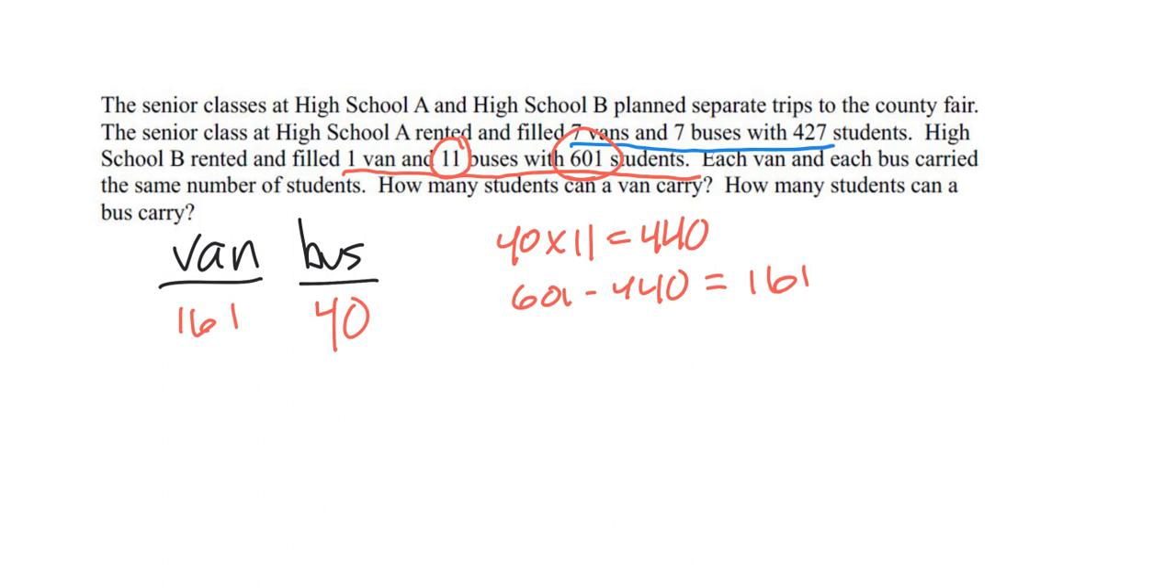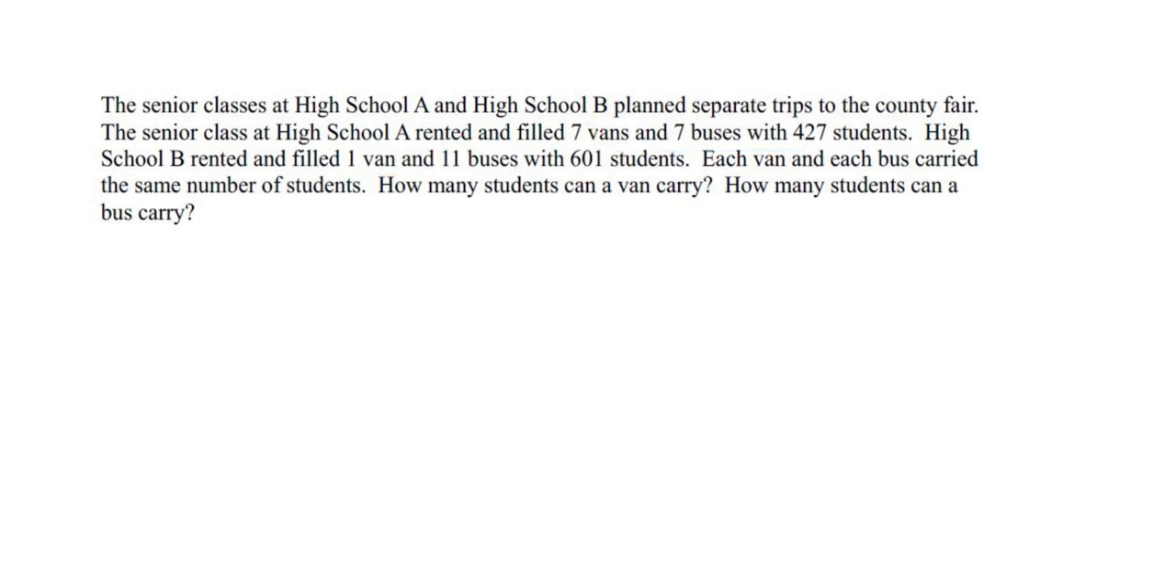Okay, so that means let's go over to High School A. 7 vans and 7 buses. So 7 buses times 40 is 280. And 7 times 161, well, before you do the math, that's well over 700. And you'll notice here, we only have 427 students, so obviously we have a problem. So we're just going to scratch that. It can't be 40. So scratch.